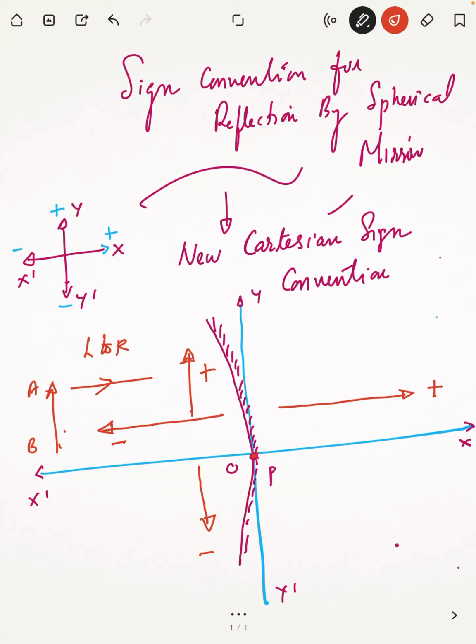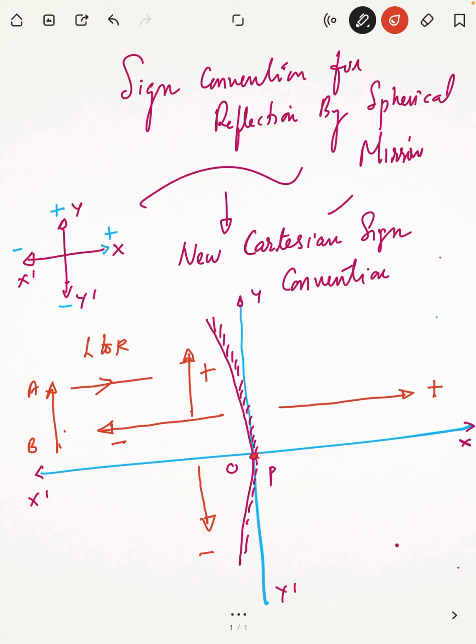And the pole of the mirror is taken as the origin, that is the first point. Second, the object should always be on the left side. So you see that the light ray travels from left to right and falls on the mirror.